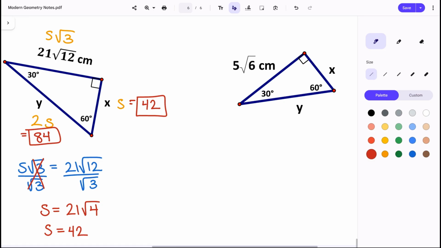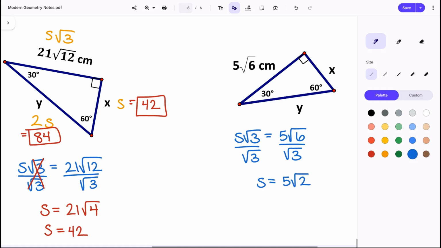Okay, now something similar happens over here, except your s square root of 3 side now is going to be equal to the 5 square root of 6. What'd you guys get when you divided by the square root of 3? Good, you got 5 square root of 2 there, okay? So that would be your s side, which just means where the x is would be your 5 square root of 2. But remember, for your y, you have to double that.